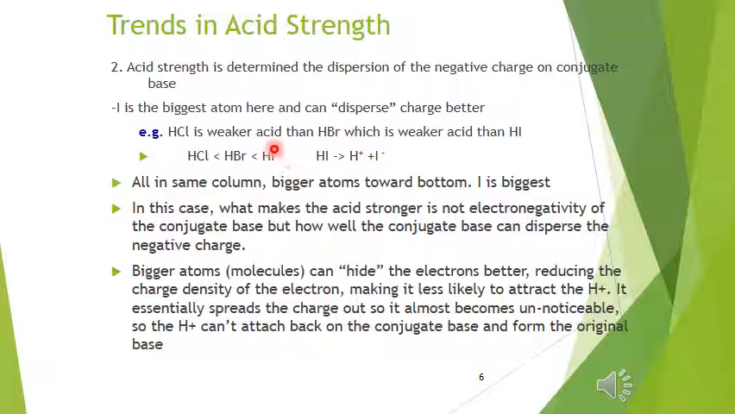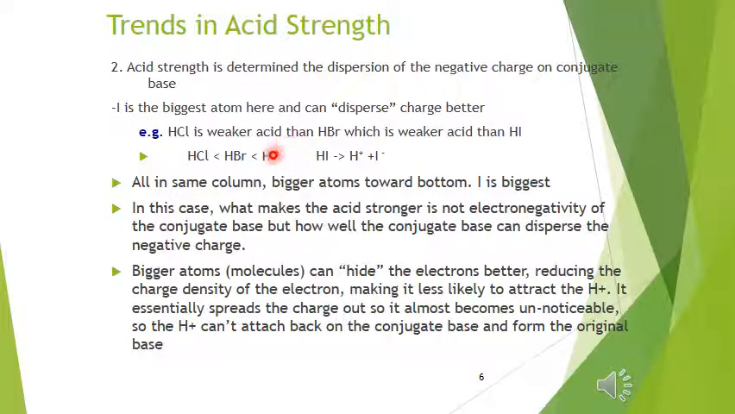But HI is the strongest acid of these three, even though it has the lowest electronegativity. Okay, so HCl has a higher electronegativity now. Cl has a higher electronegativity than Br and I. And so what we just talked about, we said the chlorine grabs a hold of the electron, and the hydrogen can't grab a hold of it because it's a tug of war.